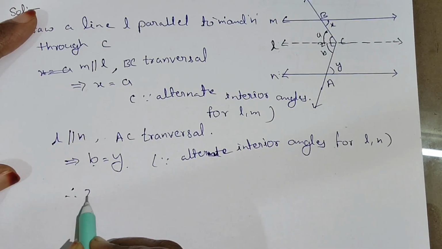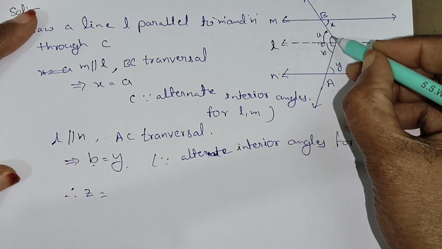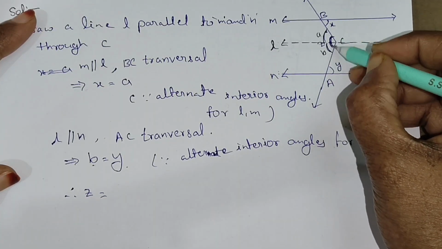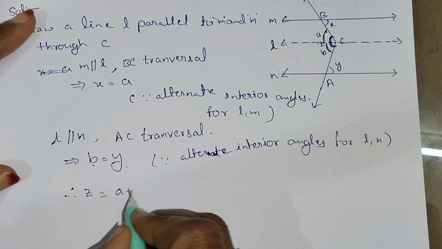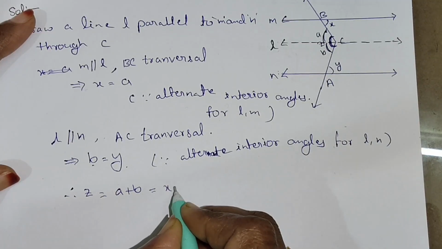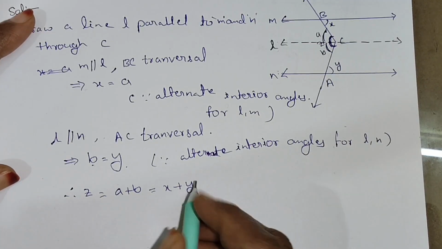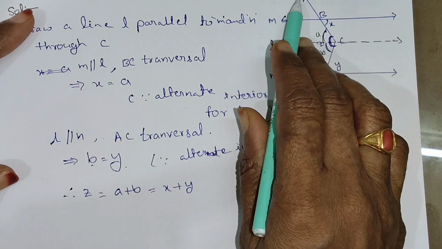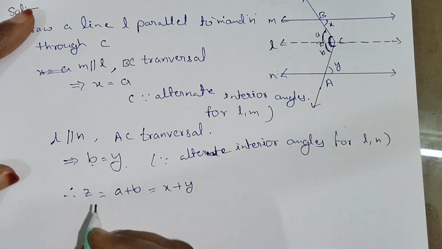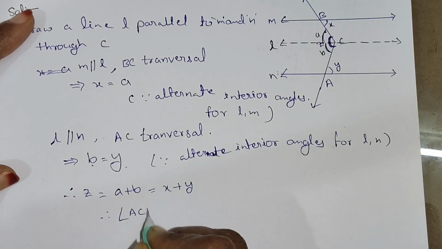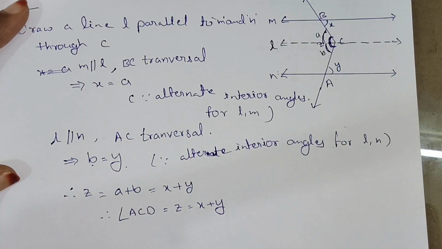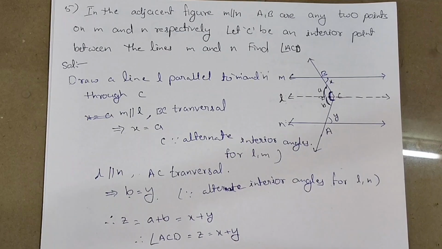So therefore, Z is equal to what? Z means this angle Z. Z is equal to A plus B. Here A equals X and B equals Y. So angle ACB is equal to Z, which is equal to X plus Y. Hence proved. So this is the complete proof of the fifth one.